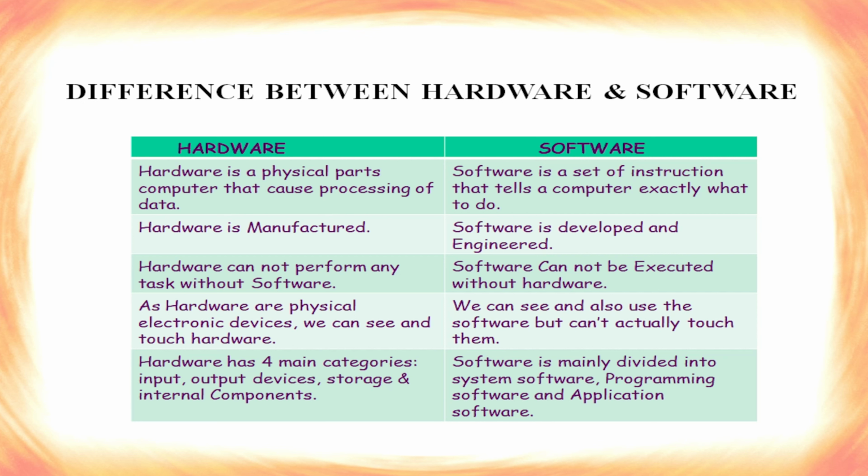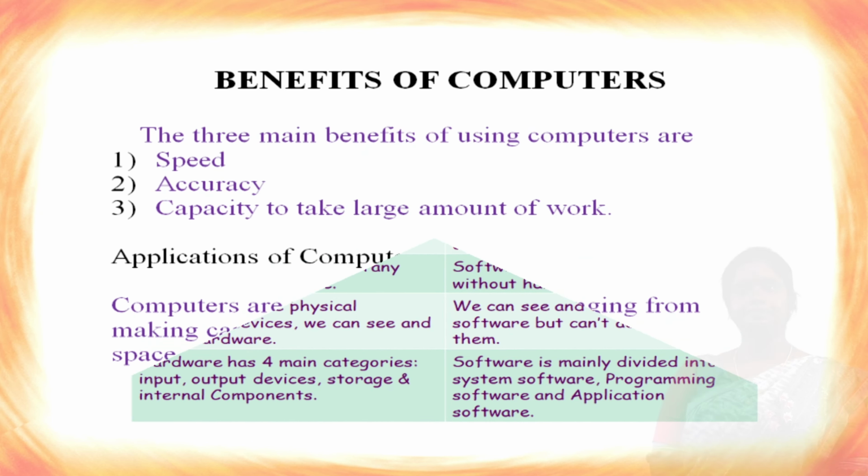As hardware is a physical electronic device, we can see and touch the hardware. We can see and also use the software but cannot actually touch it. Hardware has four main categories. The first one is input device, second one is output device, then storage and internal components. Software is mainly divided into system software, programming software and last one is application software.